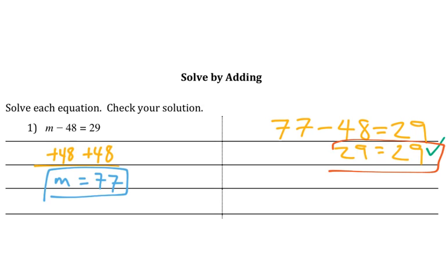I avoid boxing 29 equals 29 because that's not what my solution is. My solution is m equals 77. Here I place a check mark because that's saying I checked my problem.